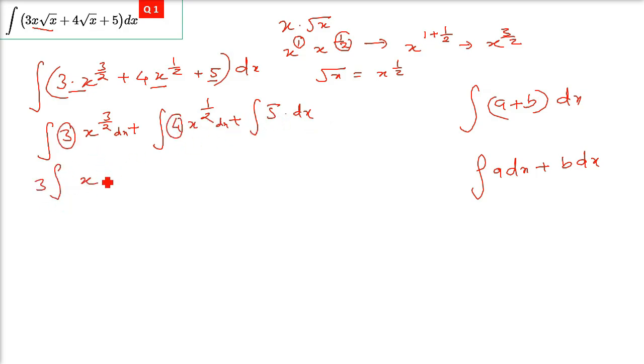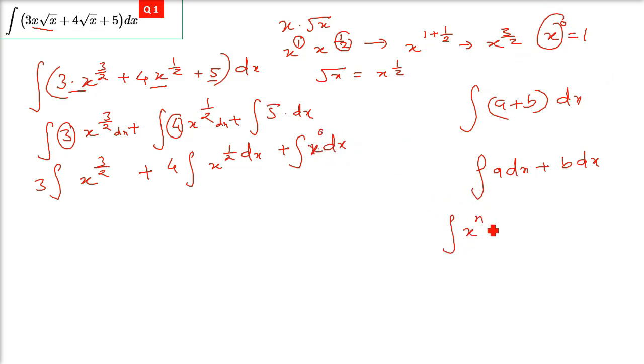That is, 3 I have taken outside, so x raised 3 by 2. I am not writing dx again. We have already discussed that you should write dx, but because we have to do so many questions, I am refraining from writing dx most of the time. The main thing is 5 here. Nothing is there, that means x raised 0. X raised 0 simply means it's 1. Anything to the power 0 is 1.